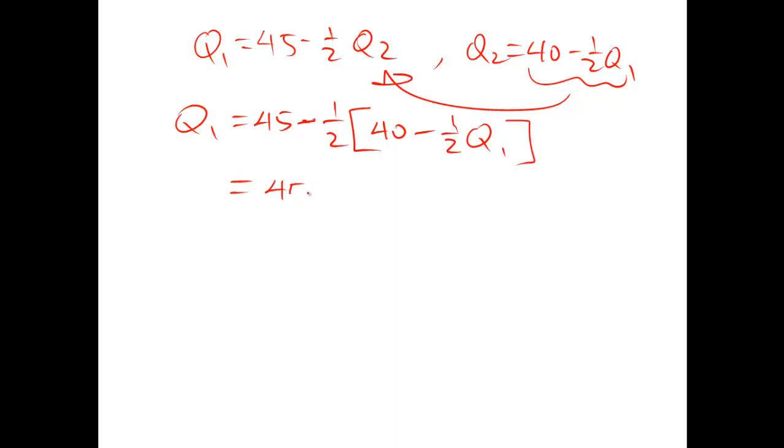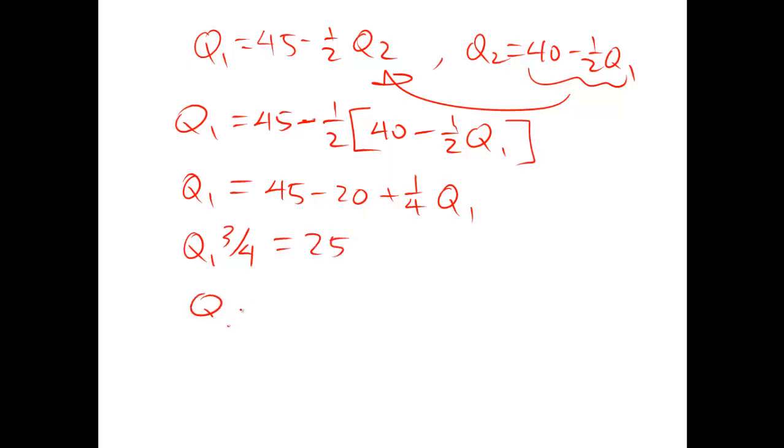Well, 45, now minus 1/2 times 40 is minus 20, minus 1/2 times minus 1/2 means plus 1/4 times Q1, and that's what Q1 equals. Let's now subtract 1/4 Q1 from both sides, so we get Q1 times 3/4 equals 45 minus 20, or 25. So Q1, let's multiply both sides by 4 and divide both sides by 3. So Q1 equals 4 times 25, or 100, over 3, which is equal to 33 1/3.